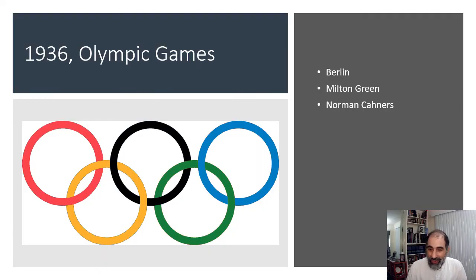In 1936, not only was there nothing done, in 1936 there were Olympic Games held. And where were these Olympic Games? Folks, they were in Germany, in Berlin. And this is an example of what I mean. There were people at the time who recognized what was going on. And I give this example of a couple of names, individuals, Milton Green, Norman Cainers, not household names. I don't expect anybody to know them.